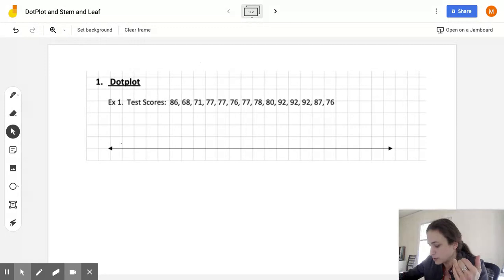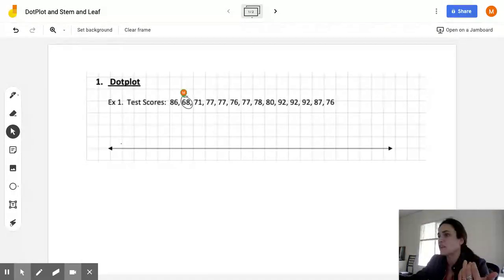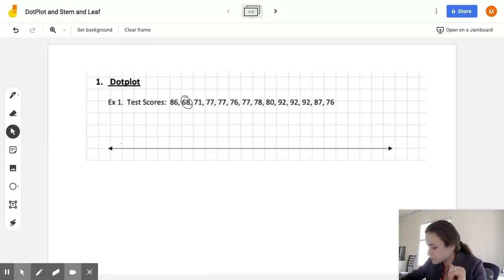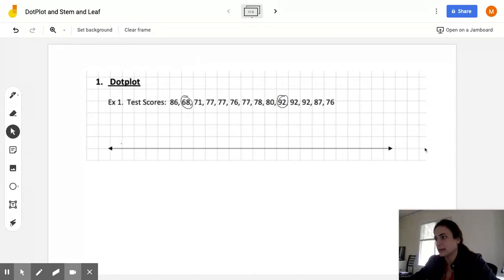So what I would do first is identify the lowest value, 68, and the highest value is 92. That's my minimum and my maximum. So on the graph, you have to make sure it gets from 68 all the way to 92. Now, you want to make sure you do an appropriate scale.